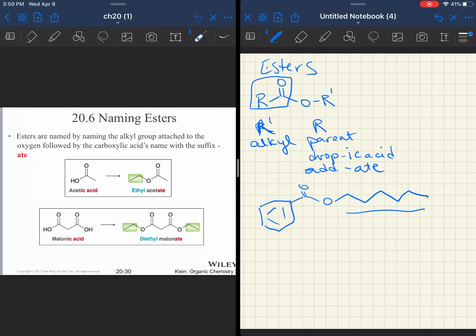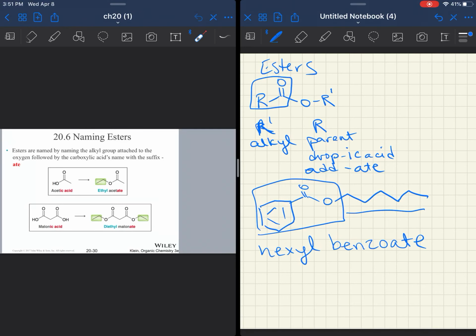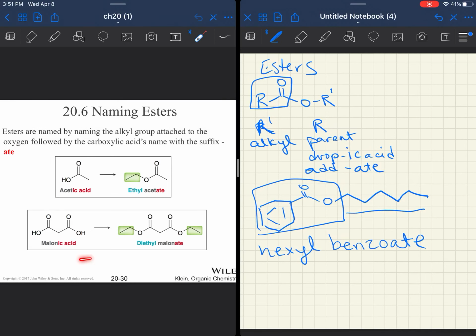All right, let's put something else together here. A little benzene ring. Doesn't matter how long that chain is. You're going to have your R group, your alkyl group, 1, 2, 3, 4, 5, 6. So it's going to be hexyl. And then this comes from benzoic acid. So that becomes benzoate. All right, drop the ic acid, put ATE, hexyl benzoate. You really have to pay attention to what's connected to carbonyl versus what's connected directly to oxygen. It could be drawn in either direction.